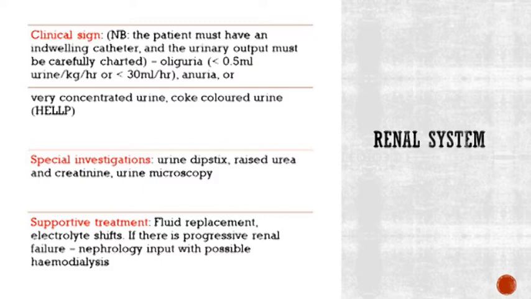The most important clinical sign for renal failure is a reduced urine output, either defined as oliguria, which is less than 0.5 ml per kg per hour, or anuria, or very concentrated urine. Special investigations include a urine dipstick, raised urea and creatinine, and urine microscopy. Supportive treatment includes fluid replacement and correcting electrolyte shifts, and if there is progressive renal failure, nephrology input for possible hemodialysis.